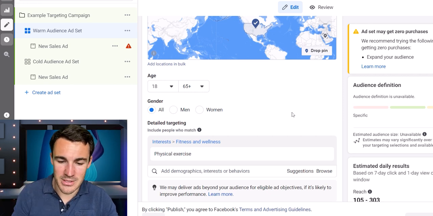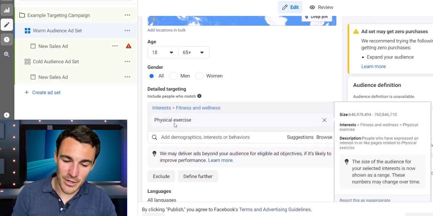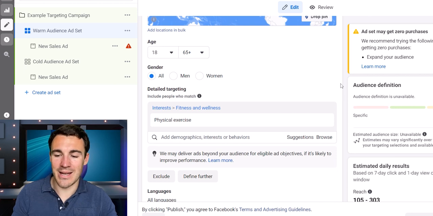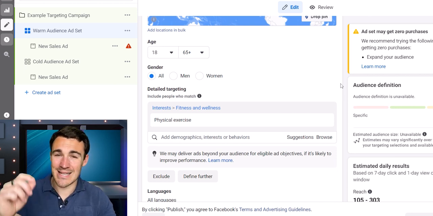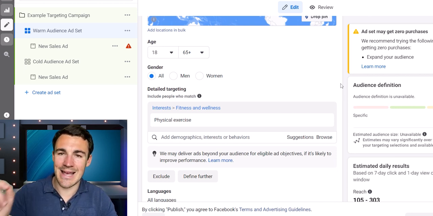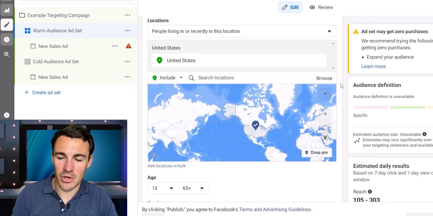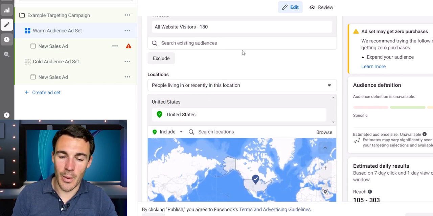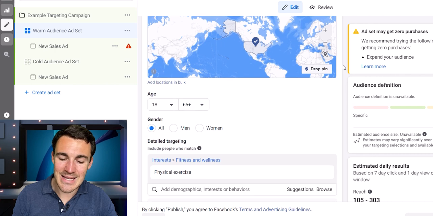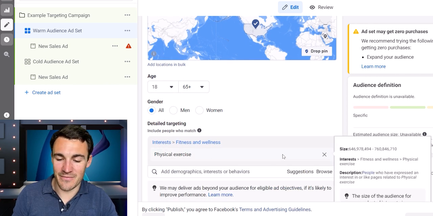That's extra important. And then they'd included a single detailed targeting option. And again, just like with the cold audience ad set and the lookalike audience, it acts as an and function. So you're saying to Facebook, I want someone to be a website visitor within the last 180 days, and I want them to be interested in physical exercise.